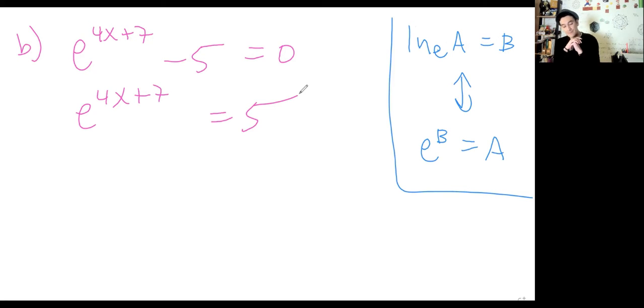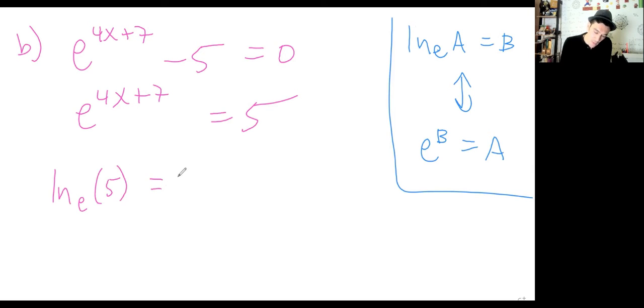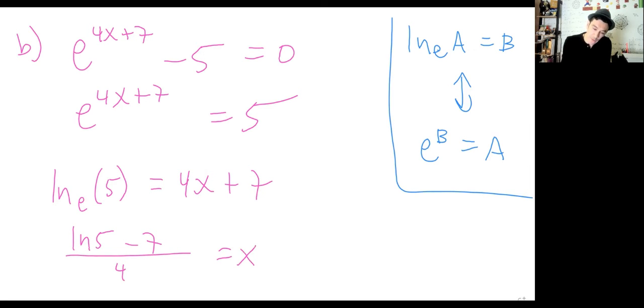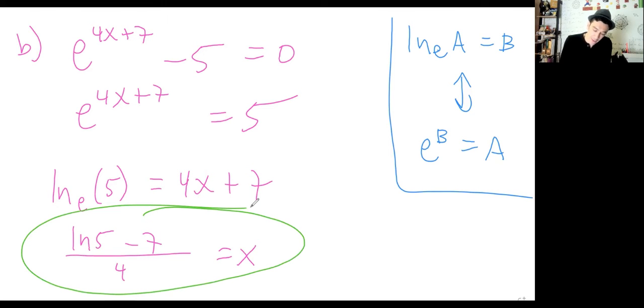All right. And now what we have here, exponential, let's rewrite it in natural logarithmic form. And that would give us natural log of 5 equals 4x plus 7, right? Going from exponential to log form. And now solve for x. Take away the 7 and then divide by 4. And you don't even have to write the little e because it's implied always, always. So I believe that if you isolate x, you should get this here in green, right? ln of 5 minus 7 divided by 4.